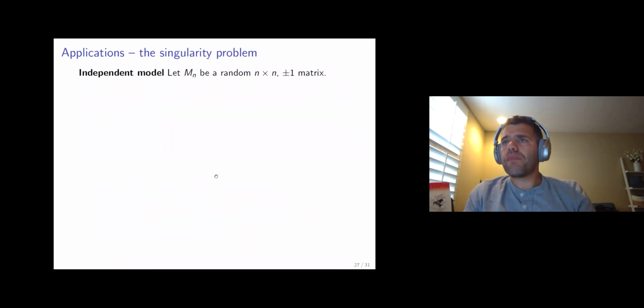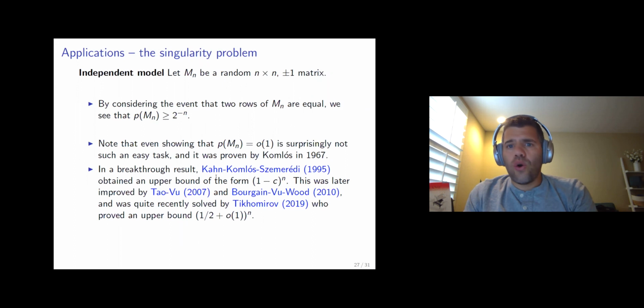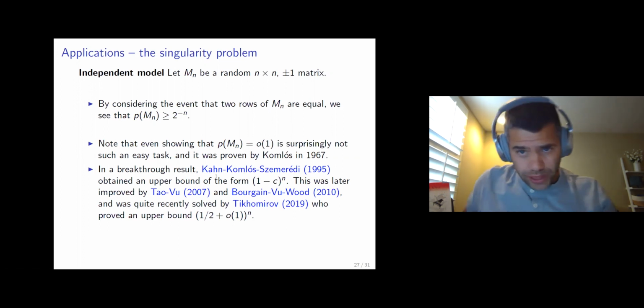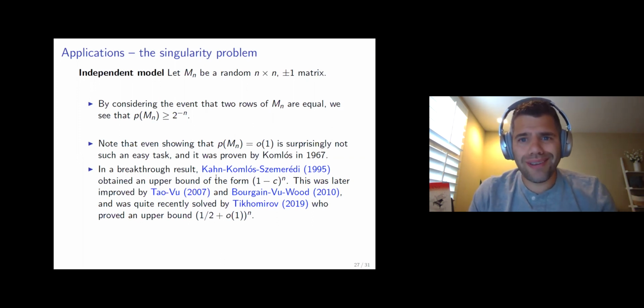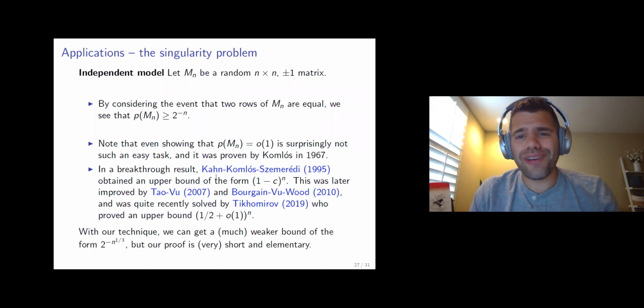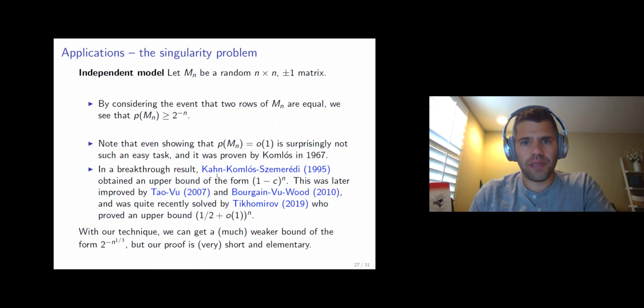And just to summarize, what does it give me? The applications, for example: if I look at the independent model, suppose that M_n is a random plus-minus one matrix where all the entries are independent. Clearly the singularity probability is at least 2 to the minus n, because if we consider two rows being the same, the probability is 2 to the minus n. There is a long history for this specific problem, but quite recently it was solved by Tikhomirov in 2019. He showed that 2 to the minus n is the correct answer asymptotically, that the upper bound is also (1/2 + o(1)) raised to the n. With our method, we cannot get anything exponential, but at least as a kind of exercise, a one-page proof, you can show a bound of 2 to the minus n to the 1/3, in a very short and elementary proof.